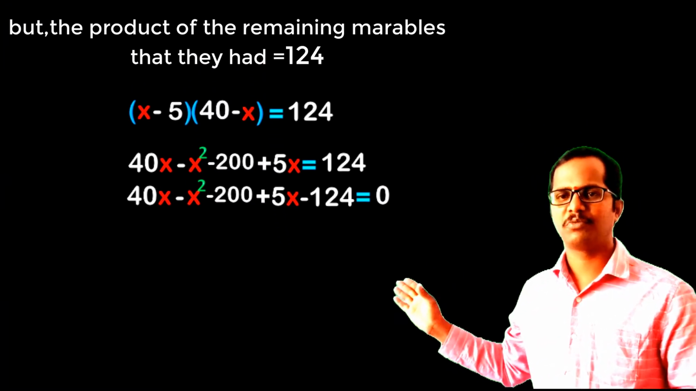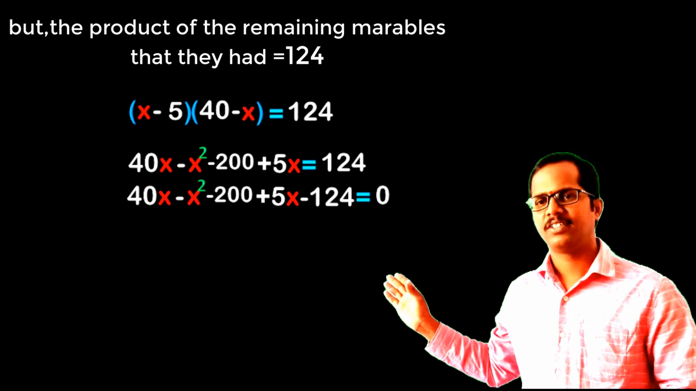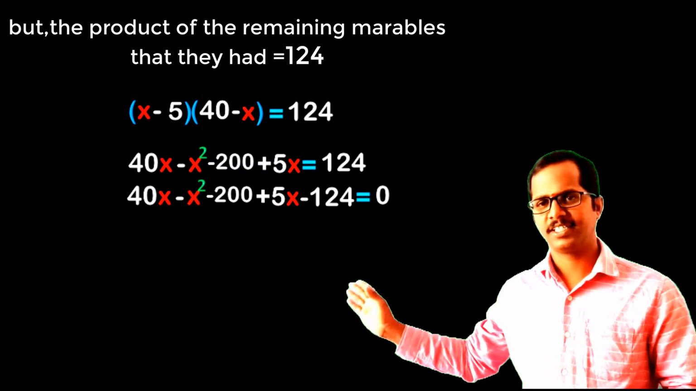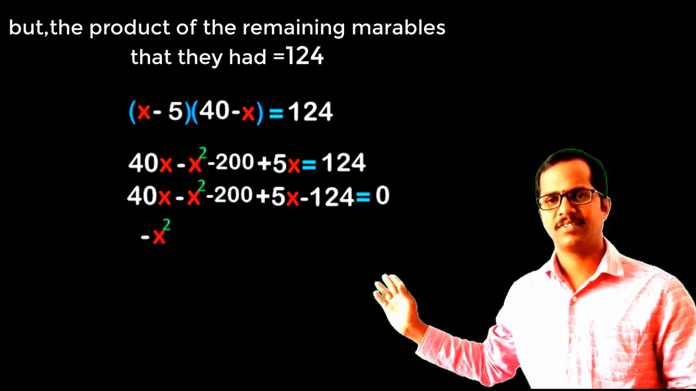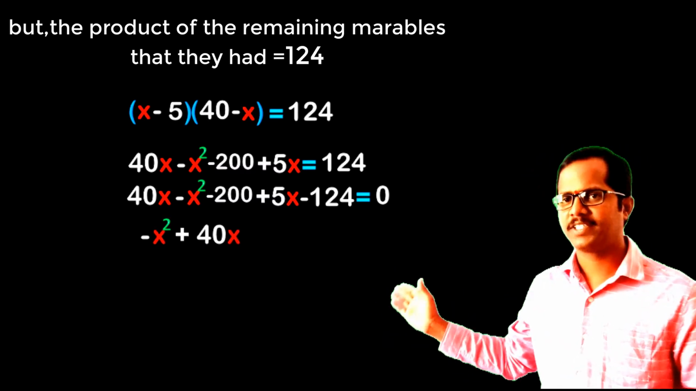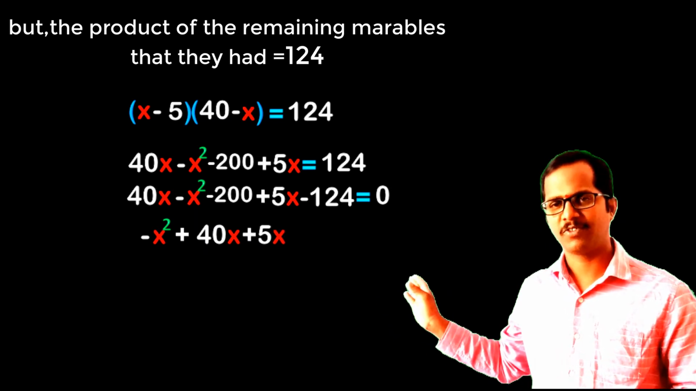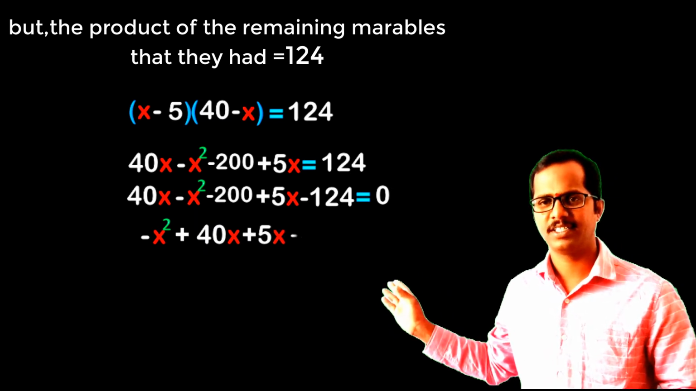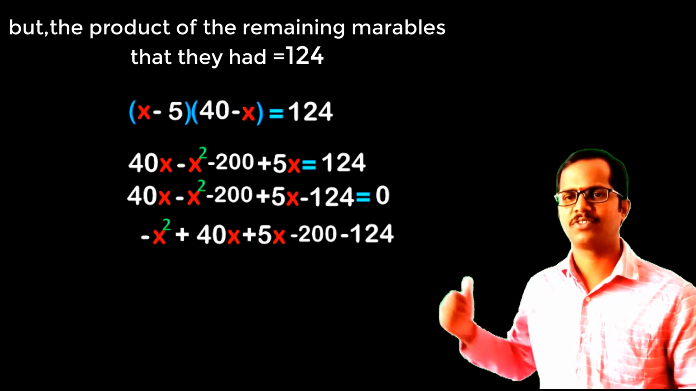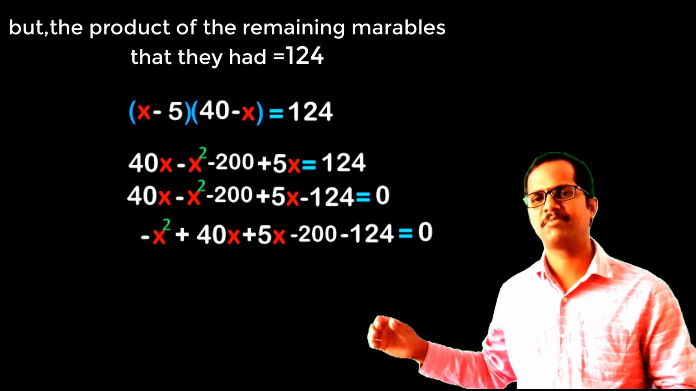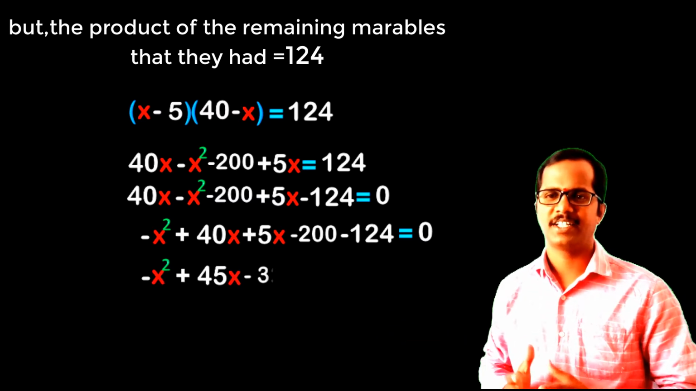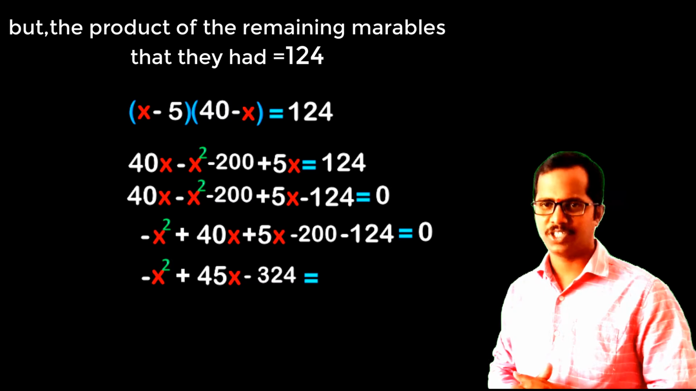And in this, if we group the like terms together, so let us first write the term with the highest degree, that is minus x square, and then we have the terms with degree 1, that are plus 40x and plus 5x, and then we have constant terms minus 200 minus 124, which equals 0. Now simplifying this, we get minus x square plus 45x minus 324 equals 0.